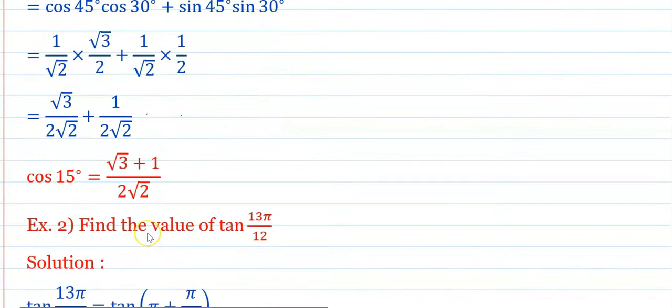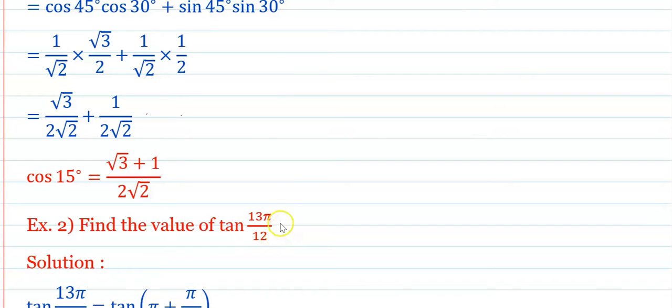And here the base is same. Therefore we can add this. What is that? root 3 plus 1 upon 2 root 2. And hence the value of cos of 15 is equals to root 3 plus 1 upon 2 root 2. Okay.